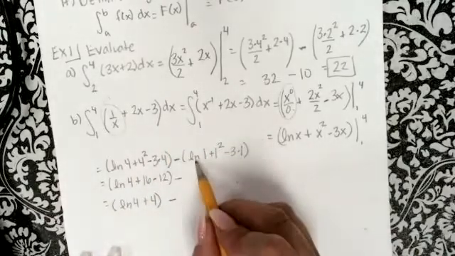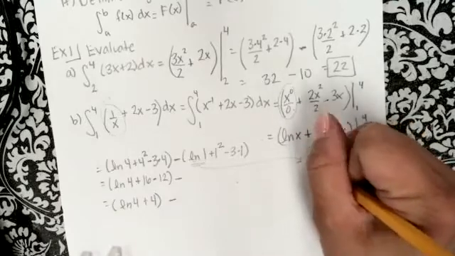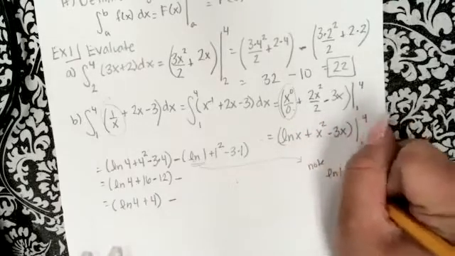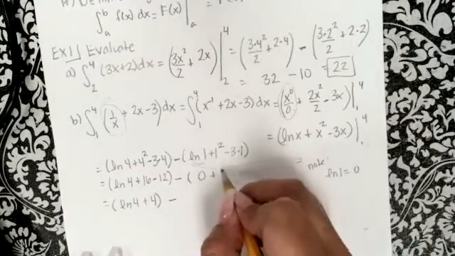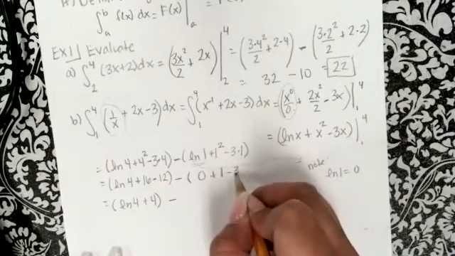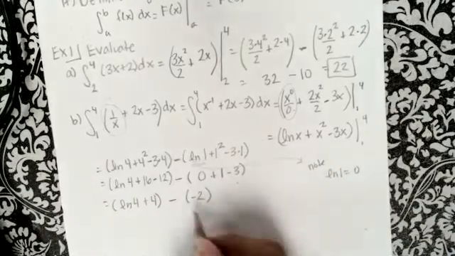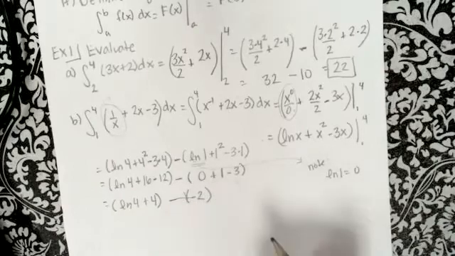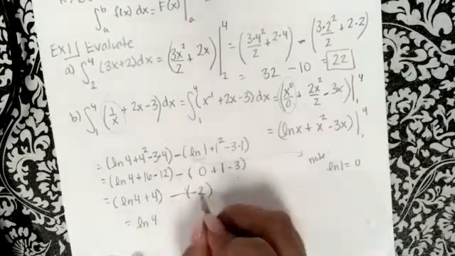Subtract. Natural log of 1, you guys should know that the natural log of 1 equals 0. So this is a 0. 1 squared is 1. 3 times 1 is 3. 1 minus 3 is negative 2. So subtracting a negative is going to make that a positive. So my final answer here is going to be natural log of 4 plus 6.